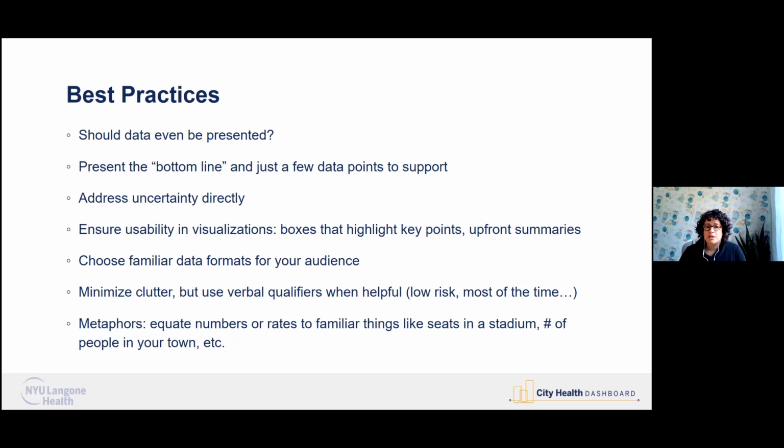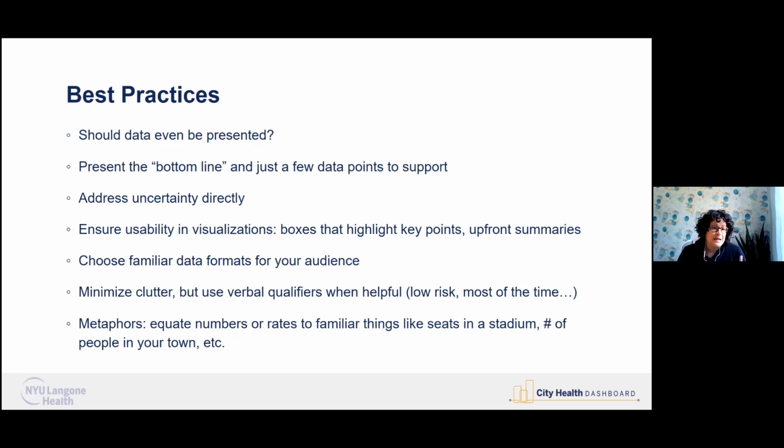So it's important to address uncertainty directly. When you're creating visualizations based on the data, really ensure that it's usable. And that means including a small box that highlights the key points, or an upfront short text summary before the data visualization. And then choosing familiar data formats for your audience. So if you're sharing data that, for example, is almost always shown as a trend line with data by years, don't try and get too fancy and change it up. Try and keep it familiar so people's brains can process it quickly. And there are ways to make the data look good, and we'll get into some of that. But if it's a familiar format, try and keep to that.